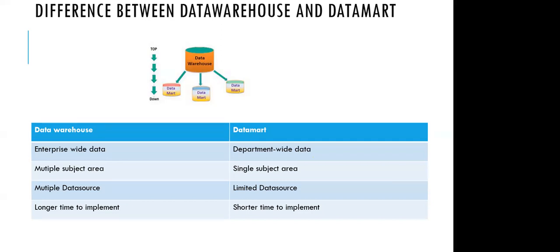Another difference is the time to implement. Wherever you have large data, the implementation, processing time and speed will take very long. But in terms of a data mart, we are storing department-wise data, not all the data. So the data will be small compared to a data warehouse, and it will take a shorter time to implement.